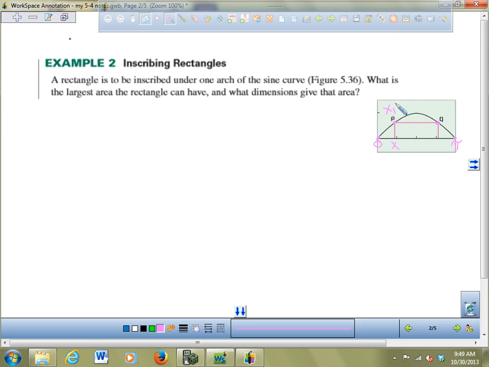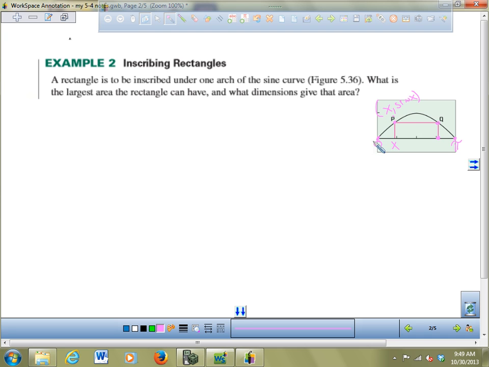X, sine x, very good. So that's the point x, comma, sine of x. Would you agree with me there? Now this point is a little trickier, but you can find it by going pi minus x.